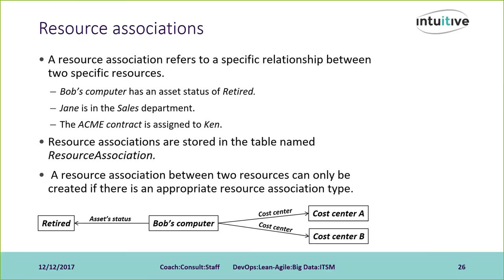Sometimes a resource can have multiple resource associations of the same type. For example, Bob's computer might belong to several cost centers, each paying a portion of Bob's purchase cost. So we would split the cost center. It would essentially be a one-to-many resource association here. This example covers two. There's typically not more than two of them, but we could go one-to-many, as many as we need.